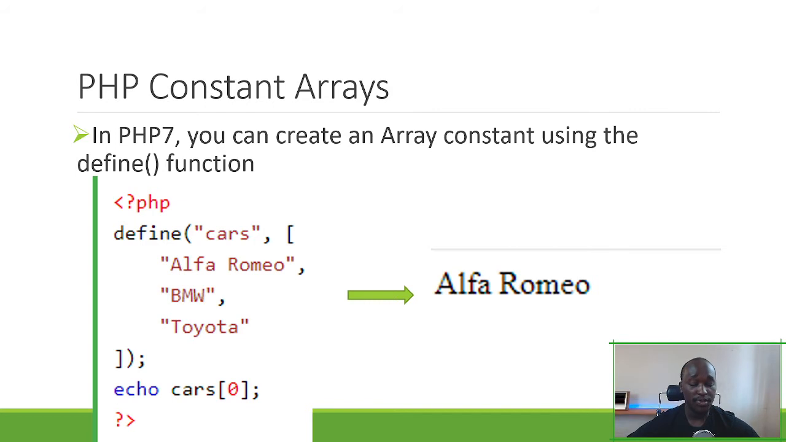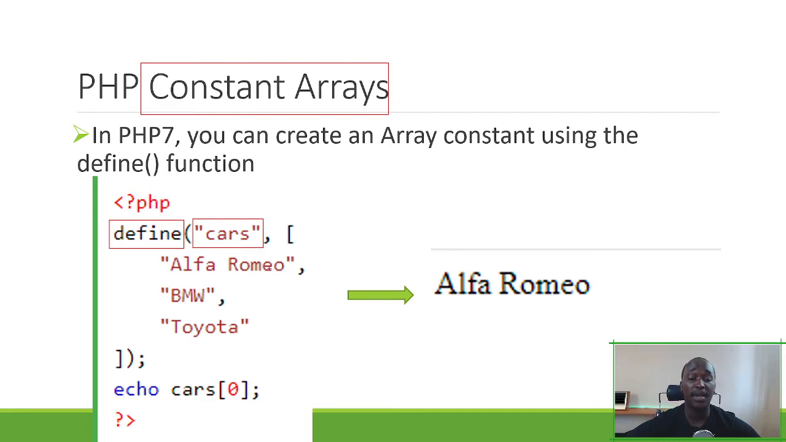Okay, so you can also define a constant array using the define function. This is how you do it. Again, you begin by giving the name of the array, then you do an opening square bracket and a closing square bracket. Then you give the values separated by a comma. Here we're just giving strings, and the last value will not have a comma. That's how you create a constant array.